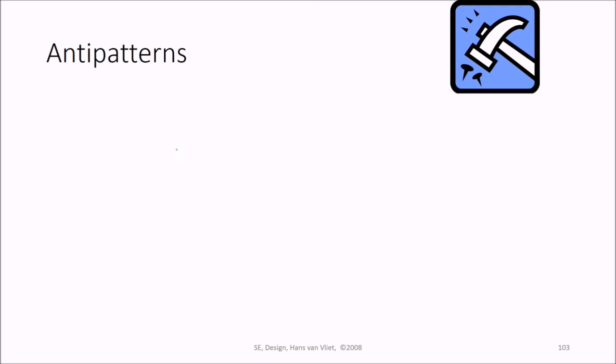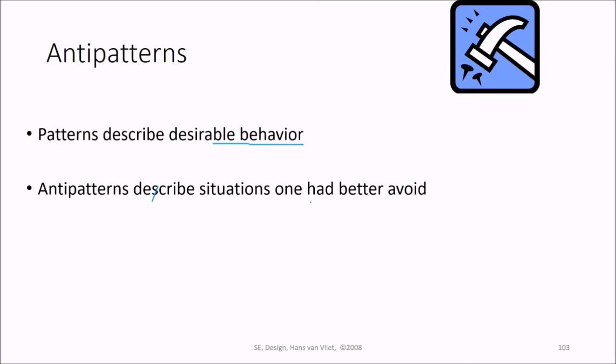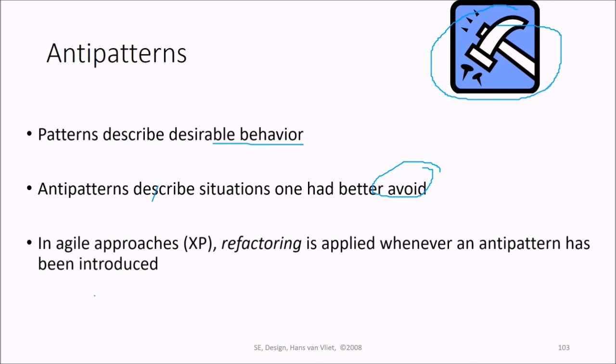When we come to anti-patterns, patterns describe desirable behavior. Anti-patterns describe situations one had better avoid. We need to avoid these. In agile programming, or the agile approach of methodology, refactoring is applied whenever an anti-pattern has been introduced.